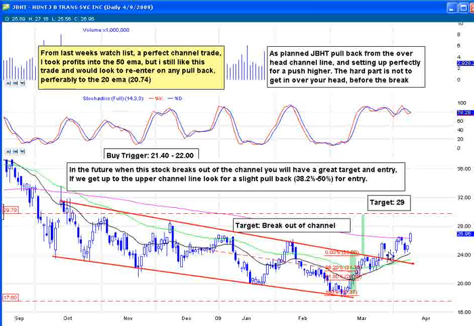So again, this one took off, pulled back again to the 20. It's been holding the 20, and it's actually a beautiful trade. One last thing on a channel trade. How do you predict where it's going to go? Well, prediction's a tough word, so I like to use a target.